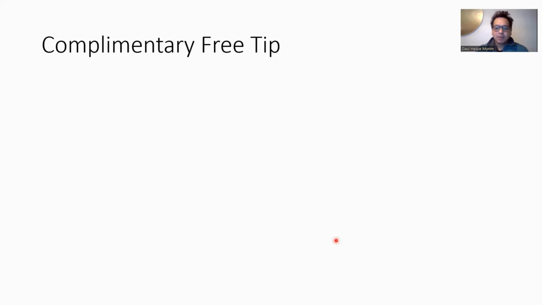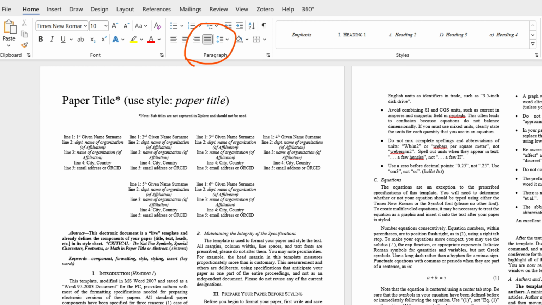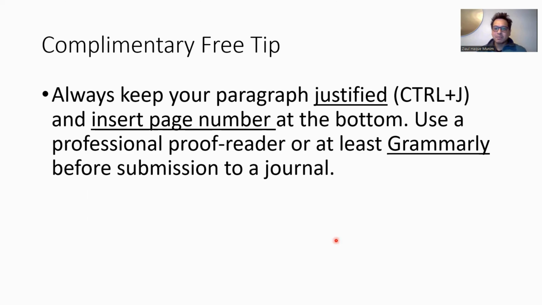Okay. One final complementary tip is to always keep your paragraphs justified, okay, not left or right. You have these 3 options in the Word file. You just click that to make a paragraph justified. And whenever you start working on a Word file, always put the page number at the bottom of the page. And it is highly recommended that you use a professional proofreader, particularly if you're writing for a PhD or a journal article, or at least use Grammarly. Okay, at least use Grammarly to fix the language errors in your writing before submission to a journal.